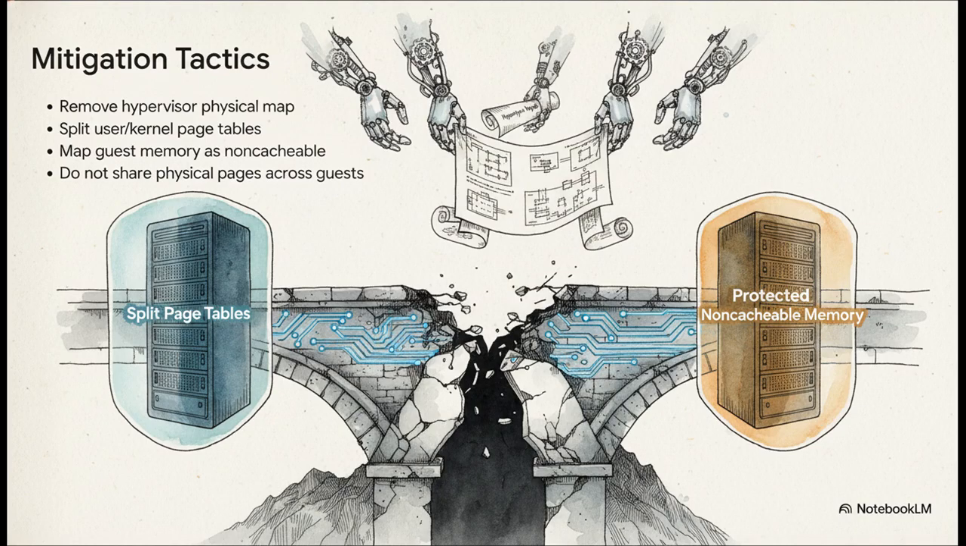First, we remove the hypervisor's physical map to shrink the target area an attacker can even look at. Second, we split the user and kernel page tables, you might know this as KVA shadow on Windows, so sensitive kernel memory just plain isn't there when user code is running. Third, we map guest memory as non-cacheable. And fourth, we completely stop sharing physical pages across different guests.